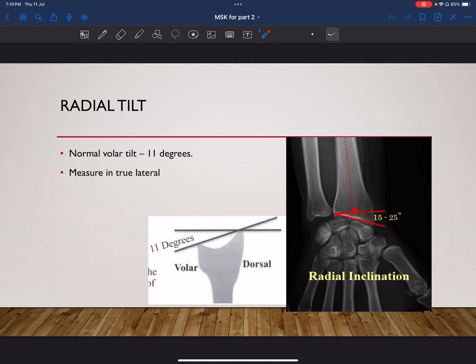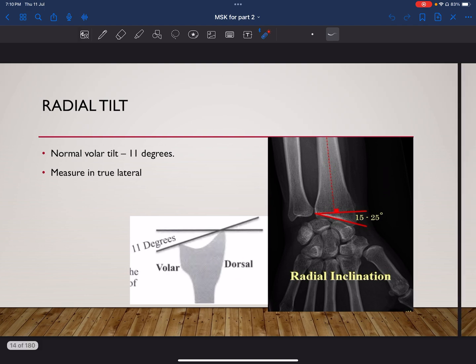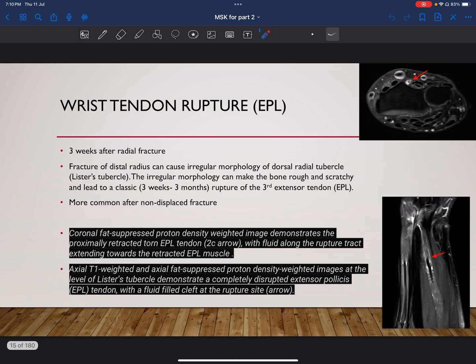Next, we have radial tilt. Not a very important topic, so we are going to make two lines like this, and we are going to take the angle. Normal is 15 to 25, or around 11 degrees is normal, right? Radial inclination, measured in true lateral. Nothing very important.